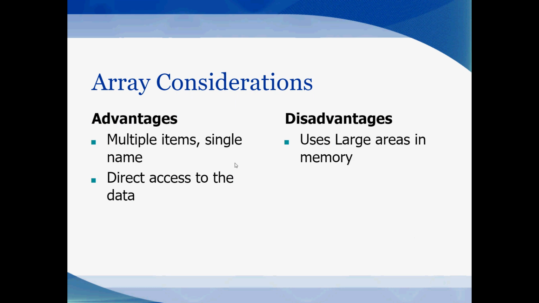Okay, if you're using an array, there are some super advantages that you can have. Number one, you can have multiple items with just a single variable name. You do have direct access to the data. All you have to do is figure out what index you want to print out, and you can use that index value to give you direct access to the data.